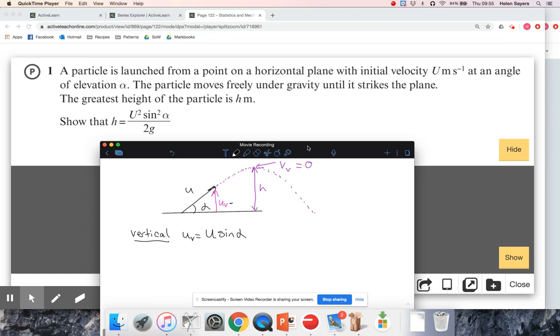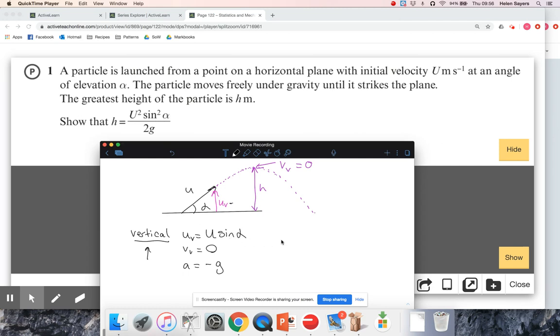I want to know when the vertical velocity is going to equal 0. I know the acceleration. If I'm looking vertically, acceleration is just going to be g, but I need to be ever so careful. I'm taking up as positive, because the initial velocity is upwards, so that means acceleration is going to be minus g. I'm going to use minus g rather than minus 9.8 because, as I said before, we're talking generally here, so we're not given values for u or alpha, and you can see there's a g in the final solution we're trying to get. And actually we can also see there's a sine alpha, so that's quite good.